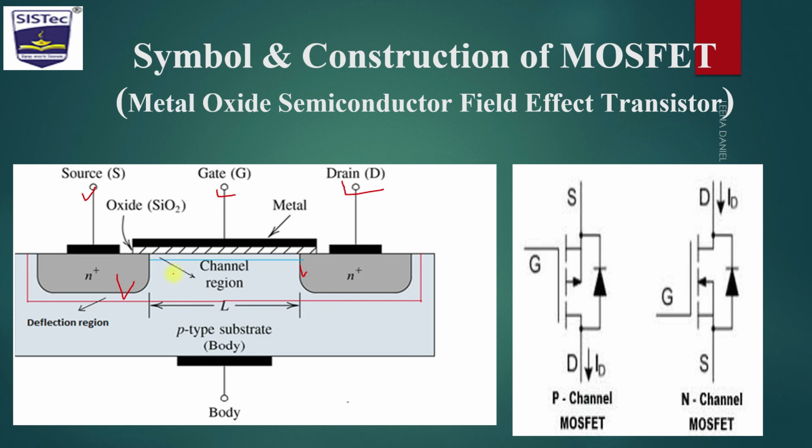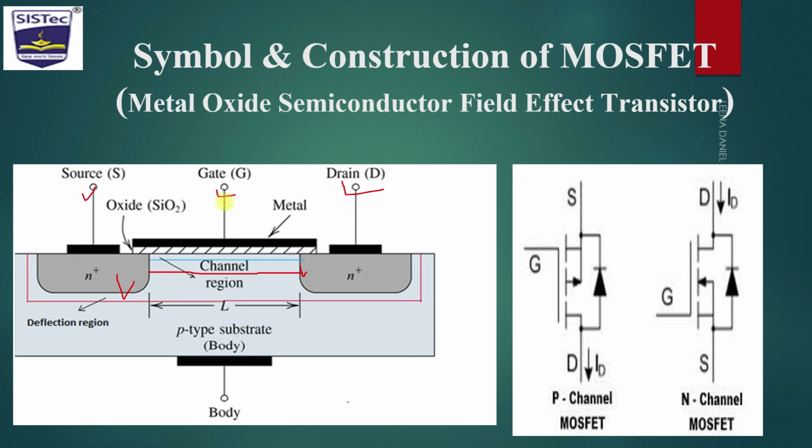When the number of electrons increases slowly in this channel, after some time what will happen? The number of electrons increases, and these two regions already have a number of electrons as majority carriers. So due to the electrons here below this SiO2 layer, the current will be established which would flow from drain to source. Current starts to flow in the channel.